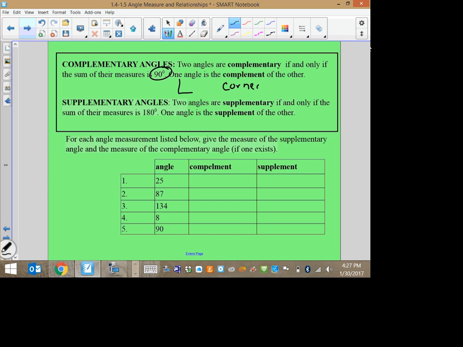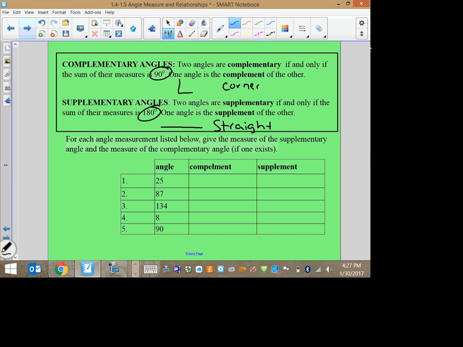Supplementary angles are two angles where the sum of their measures is 180 degrees, and one angle is the supplement of the other. So think supplementary, think straight. So they make a straight angle. So they add to 180.